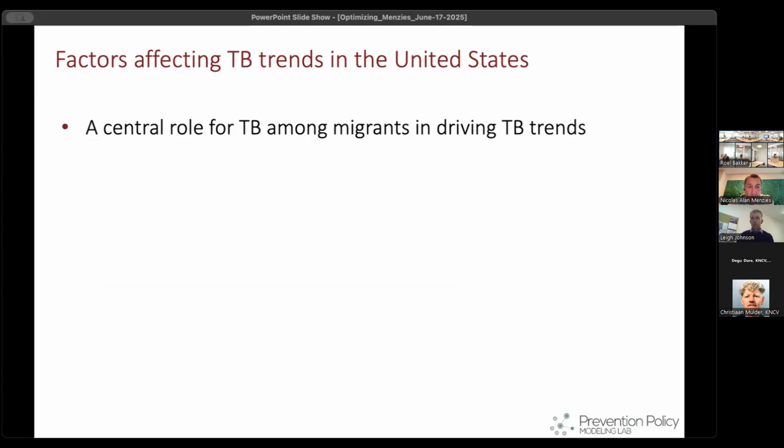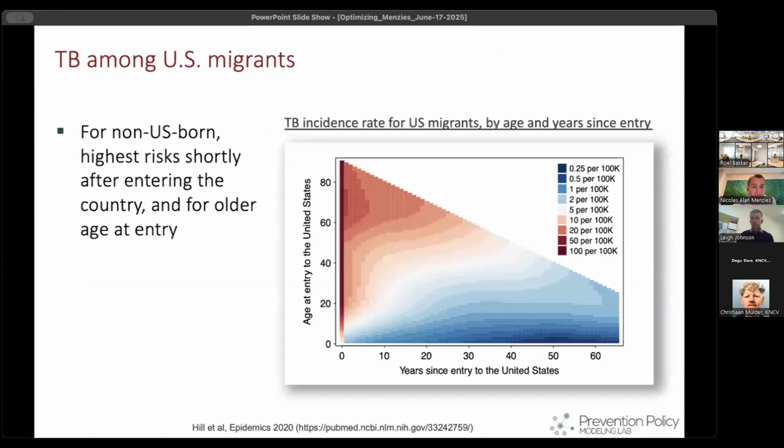As you've seen from that graph, there is a central role for TB amongst migrants, that is people born outside the United States, entering the United States to live, in driving TB trends. What I'm going to use to illustrate that point is a statistical modeling study we conducted a couple of years ago, looking at the foreign-born population in the United States and trying to understand, at a high level of granularity, who is developing TB. Rather than thinking of this as a monolithic homogeneous group, what are the differences in risk within that group?